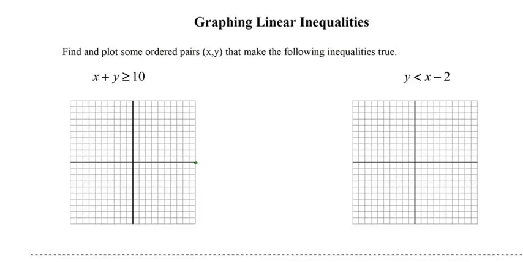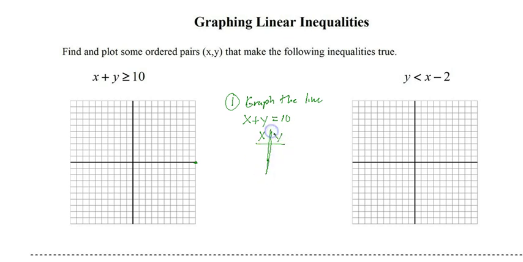This is graphing inequalities. So what we're trying to do is plot some ordered pairs that make the following inequalities true. In fact, we want to plot all of them. So the way we do that is this. Number one, you graph the line. So we have to graph x plus y equals 10. And the quickest way to do that is to use intercepts.